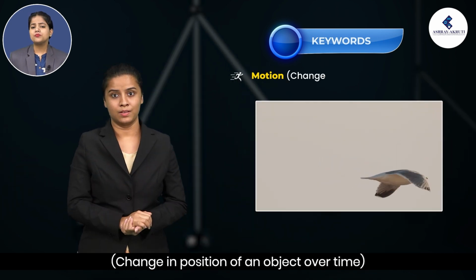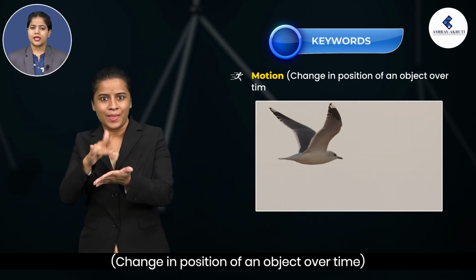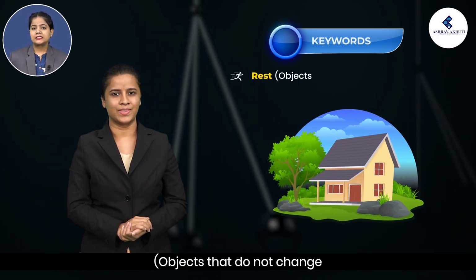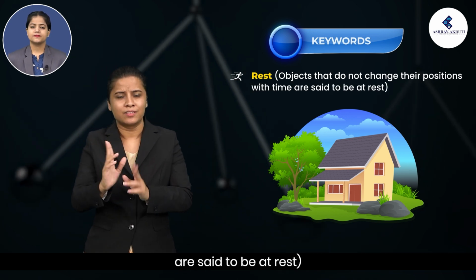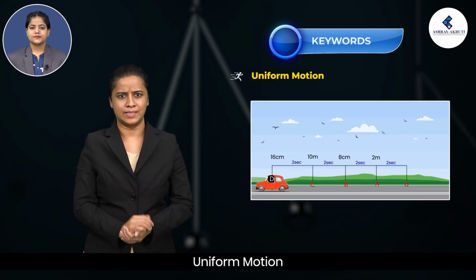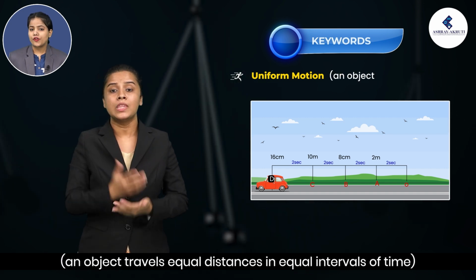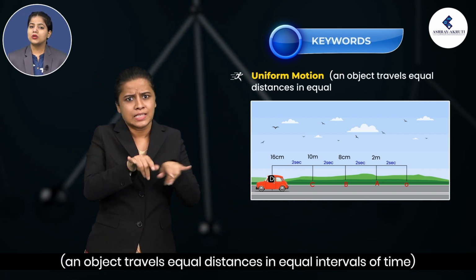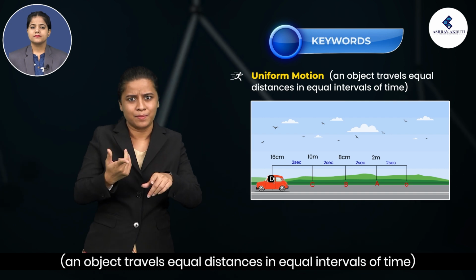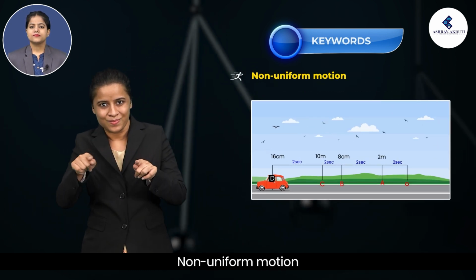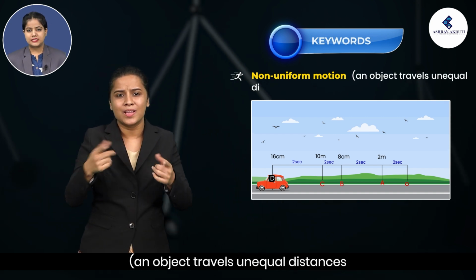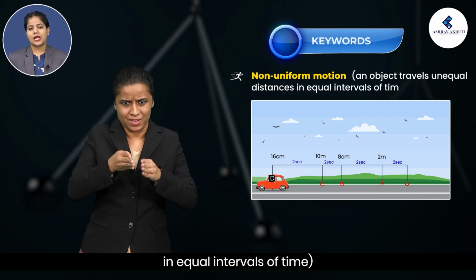Keywords. Motion, change in position of an object over time. Rest, objects that do not change their position with time are said to be at rest. Uniform motion, an object travels equal distances in equal intervals of time. Non-uniform motion, an object travels unequal distances in equal intervals of time.